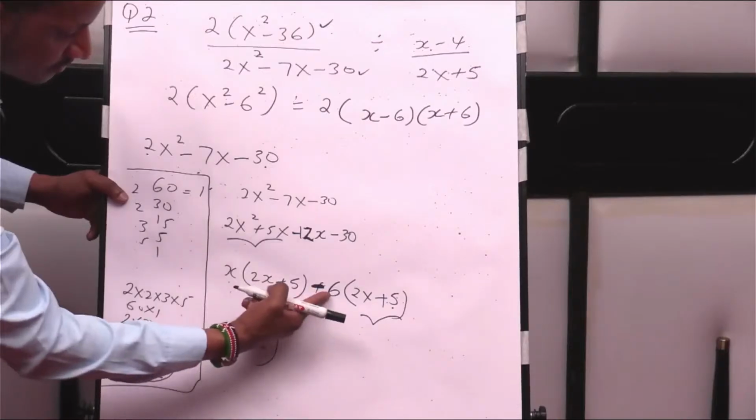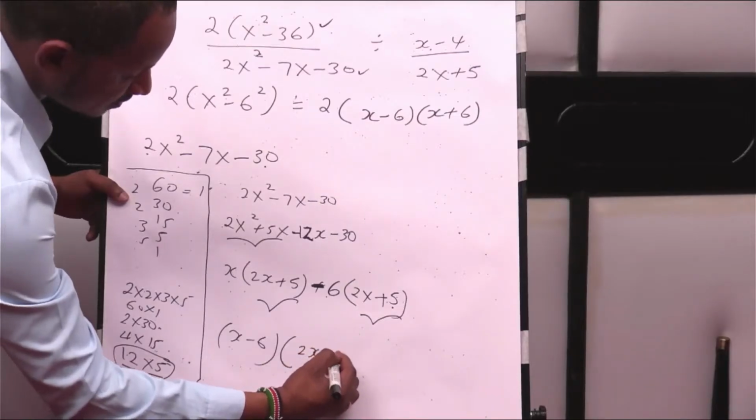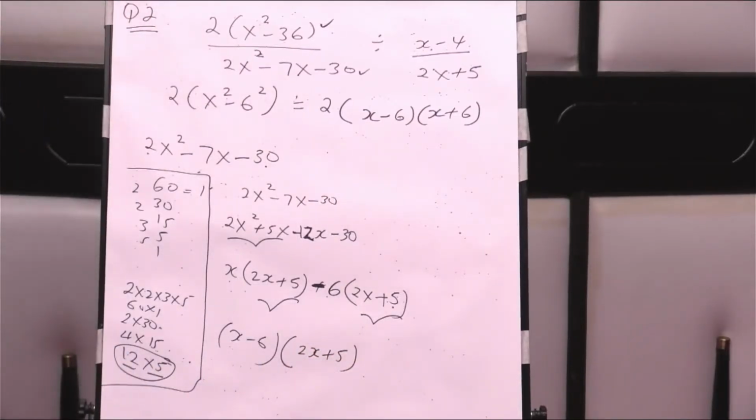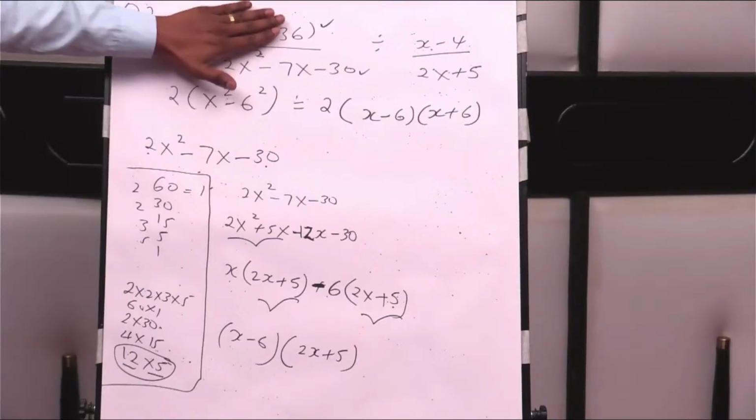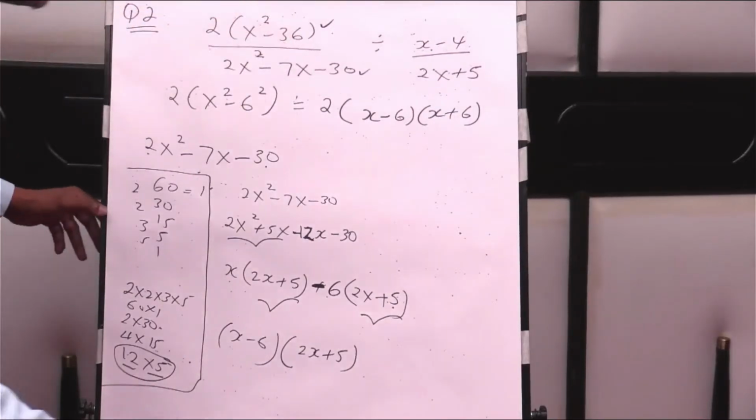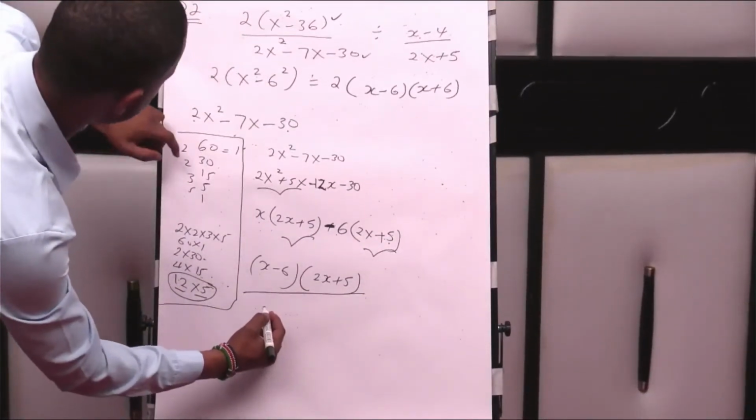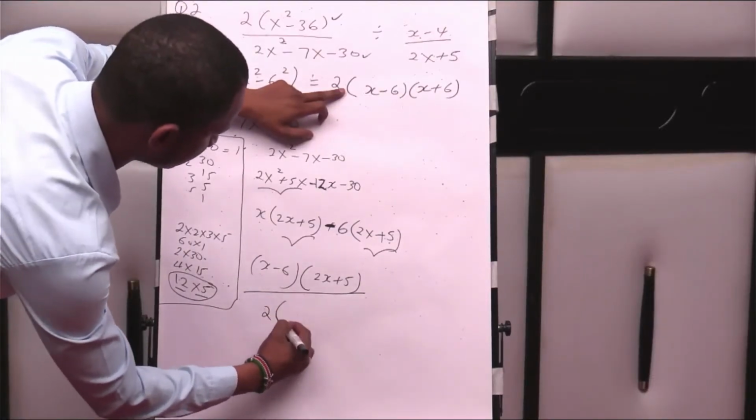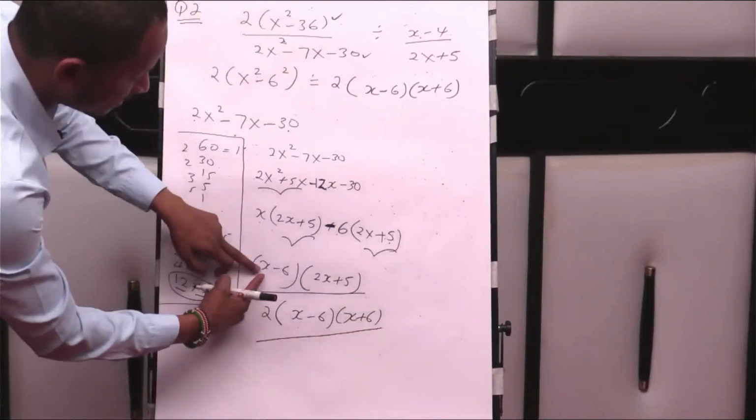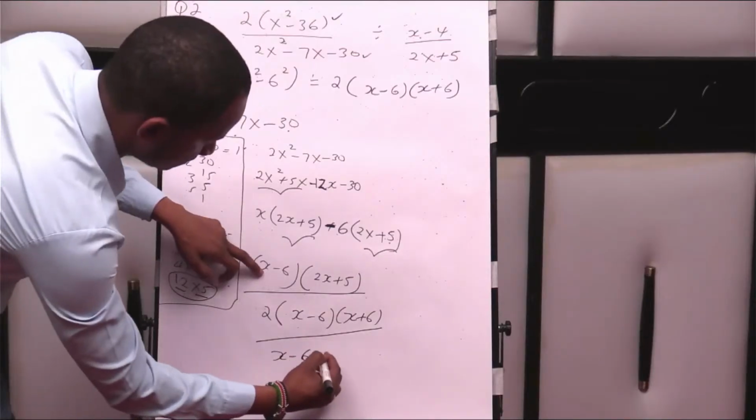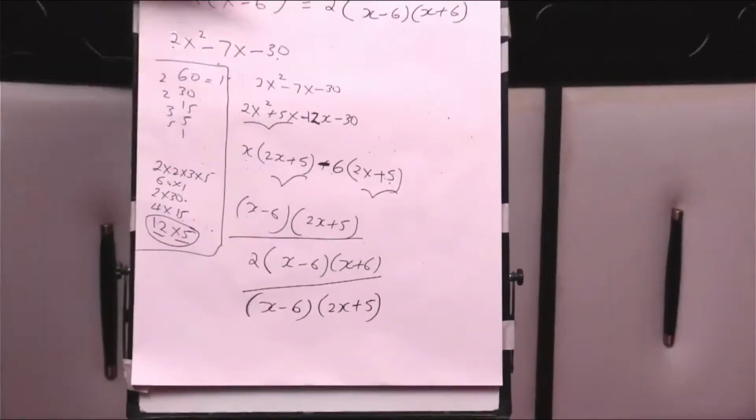You take this x and minus 6. Then you take one of the common factors in the bracket here, which is that. So when you factorize this, you get this. Therefore, come back here, write it in simplified form. In simplified form, we had our first one as 2, the numerator, into x minus 6 into x plus 6. Then the denominator is x minus 6 into 2x plus 5. This is this simplified.